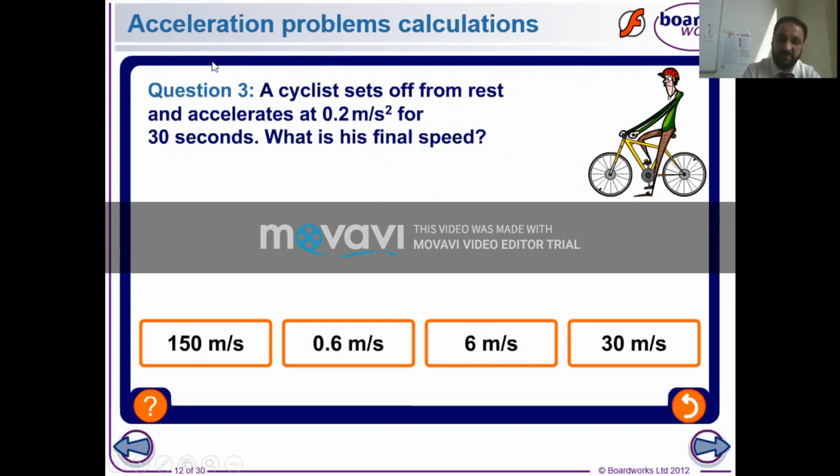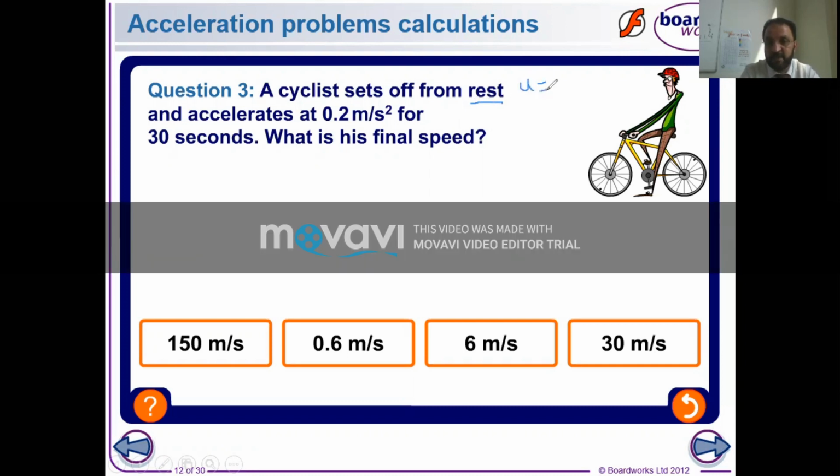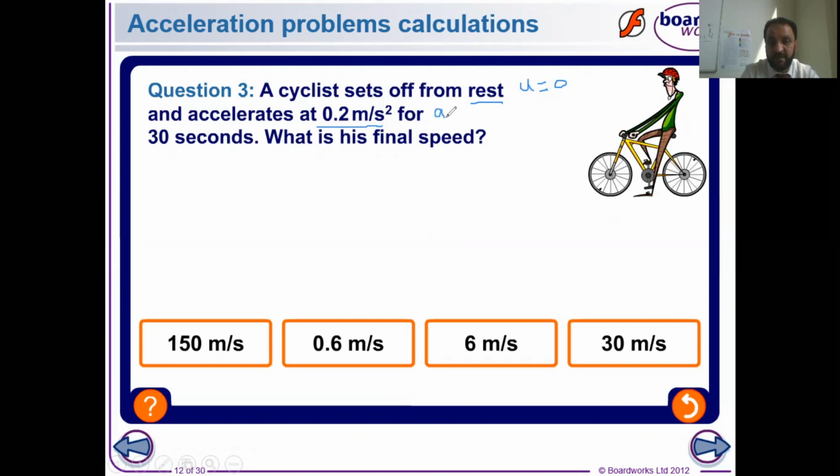Okay, now this is another different type of question. What is the question? Cyclist sets off from rest. As I told you, if it starts from rest, initial speed is 0. So U is 0. Okay, and accelerate to 0.2 meters per second square. So acceleration is now given, and time is 30 seconds. They are asking what is final speed. So V is unknown now.